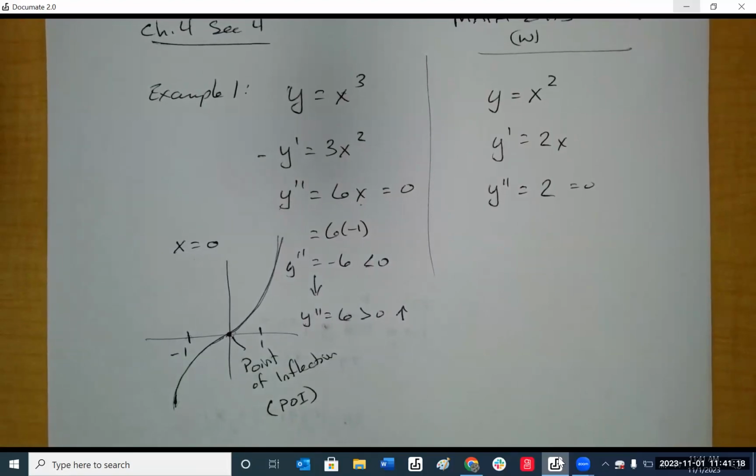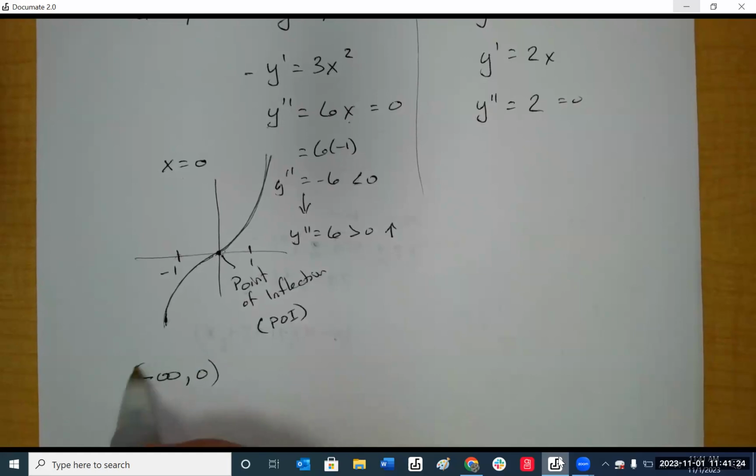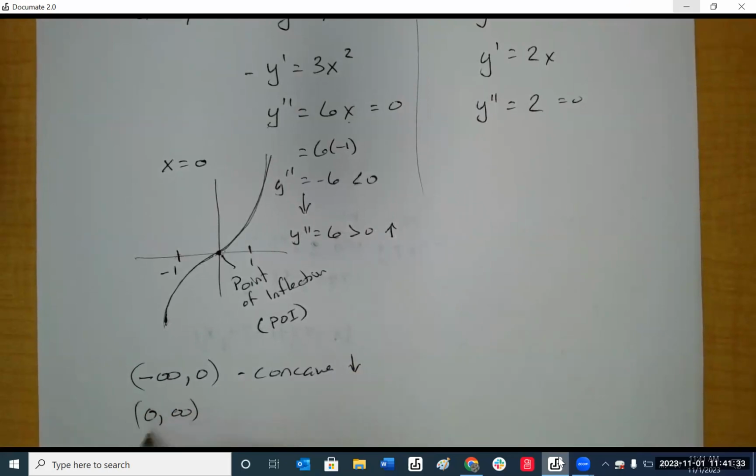So the intervals tell us what? From -infinity to 0, we have concave down. Then from 0 to +infinity, we have concave up.